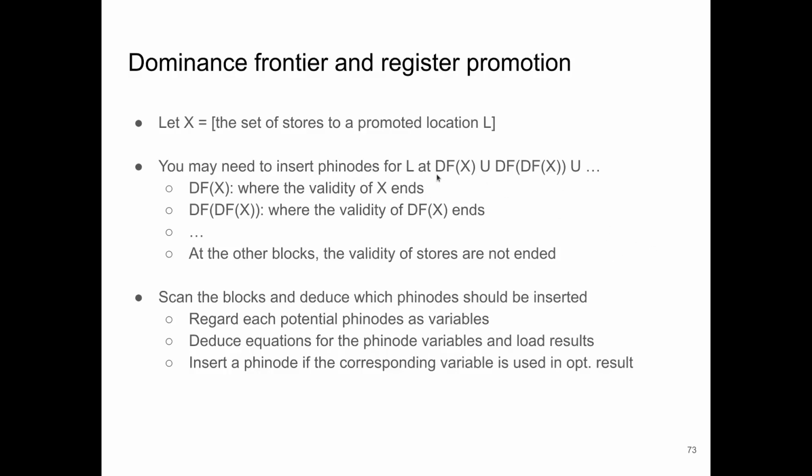And in turn, these are also registers defined at some block. And the lifetimes of those phi registers are just becoming invalidated when the control flow reaches the dominance frontier of X. So probably you need to insert another phi here, because the lifetime of those defined in this block is invalidated here. So you may need to insert another phi here and another phi in the DF of DF of DF of X, and on and on and on.